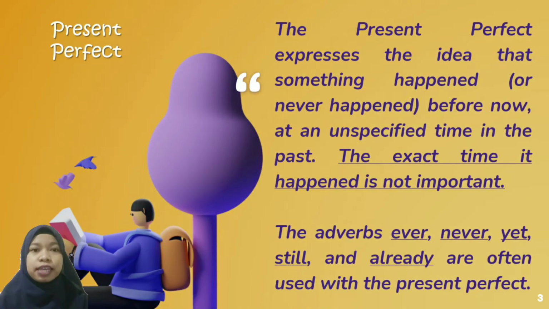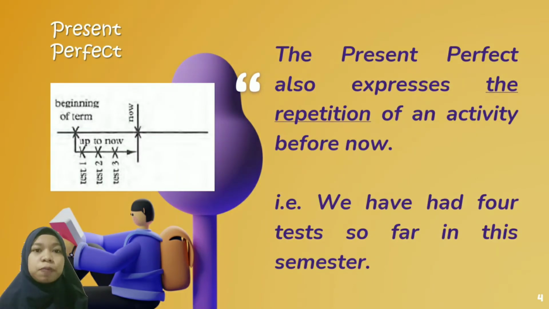The present perfect tense expresses the idea that something happened or never happened before now at an unspecified time in the past. The exact time it happened is not important. The adverbs such as ever, never, yet, still, and already are often used with the present perfect tense. The present perfect tense also expresses the repetition of an activity before now. As you can see, we have the example: we have had five tests so far in this semester.